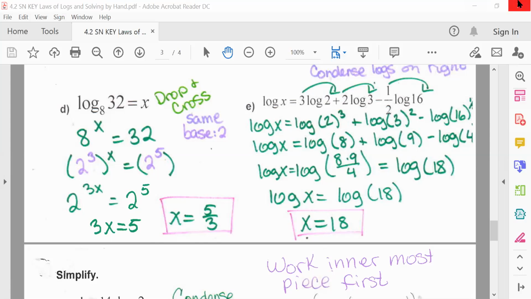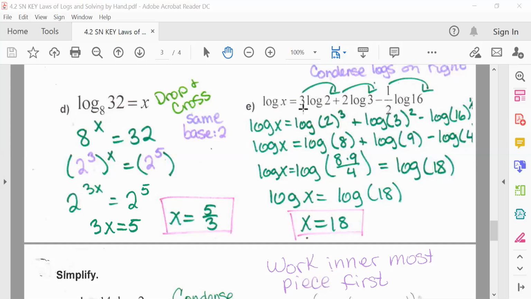All right, when you first look at question E, you're probably thinking, oh no, okay, it's not that bad, I promise. If you look at the right hand side, you see 3 individual logs. Condense those into one single log because that's what we have on the left, one single log.